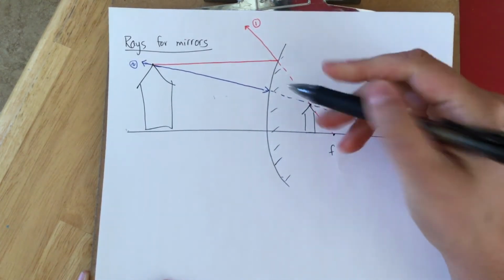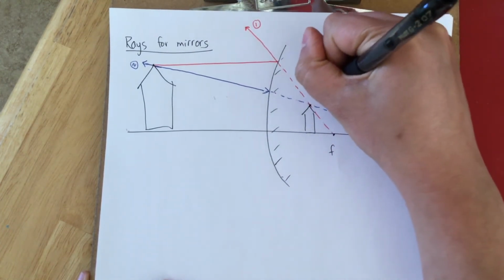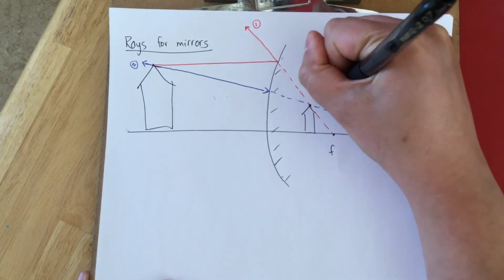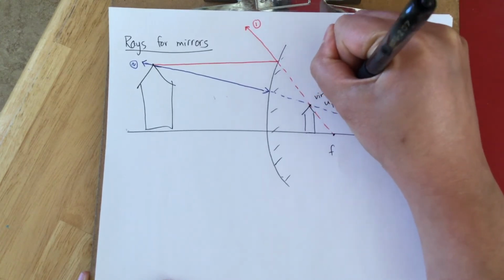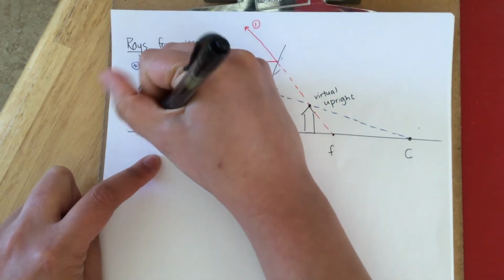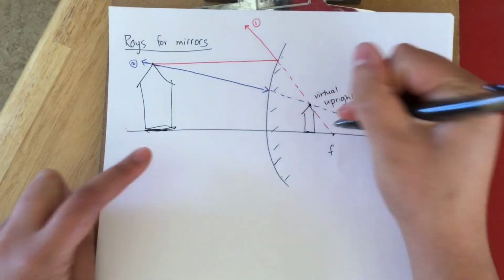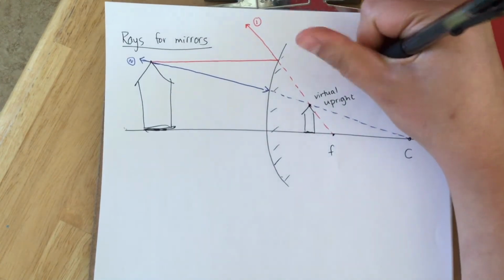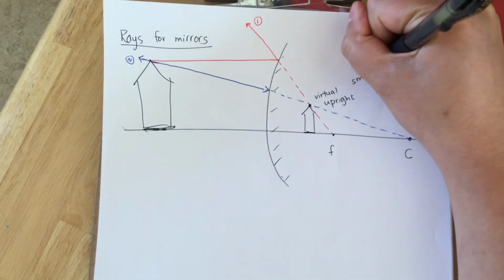Since these are my dotted lines, that must be a virtual image. This is upright because the top of the house was where that intersection was. But the base of the house is still on the principal axis. So this is a virtual, upright, smaller image.